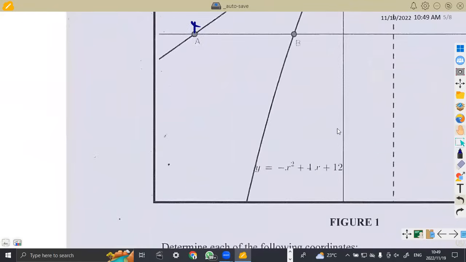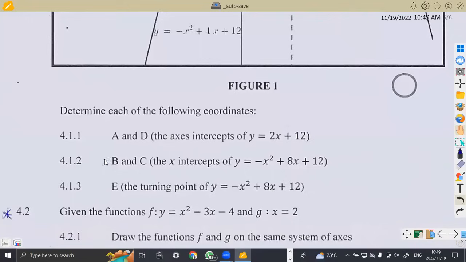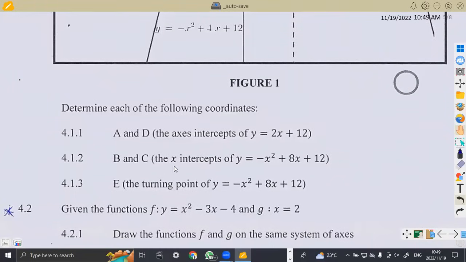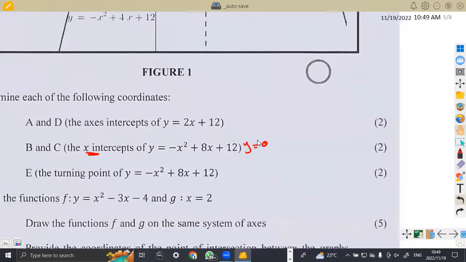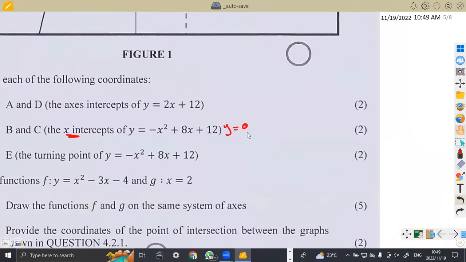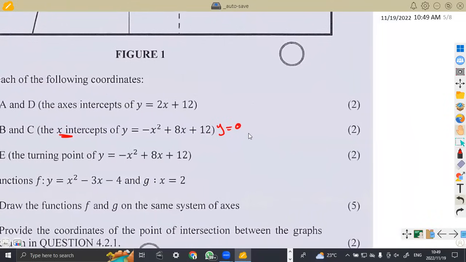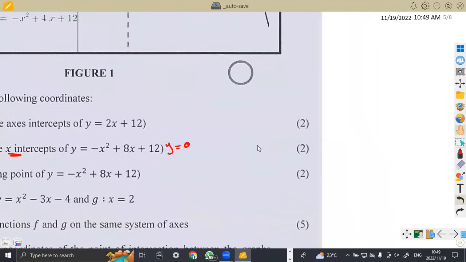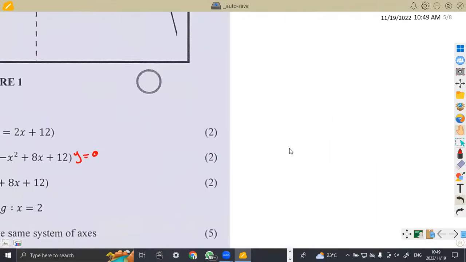We move on to the other part, which was 4.12: B and C, that is the x-intercepts. Take note, for any x-intercept, y is equal to 0. So what can we actually do now to calculate these x-intercepts, guys? Take note of the equation. This is 4.12, I'm going to have it here.